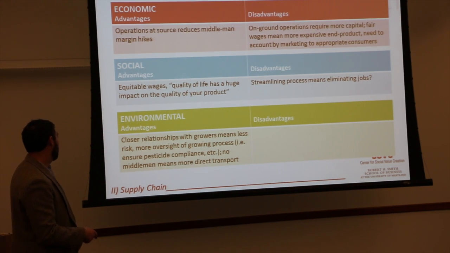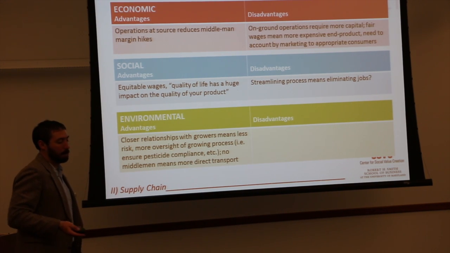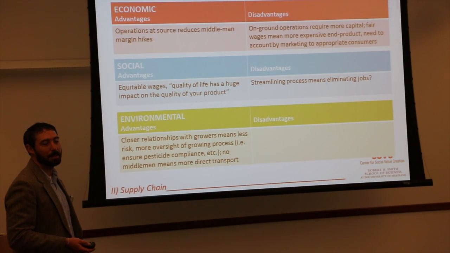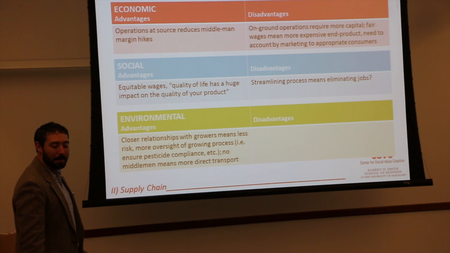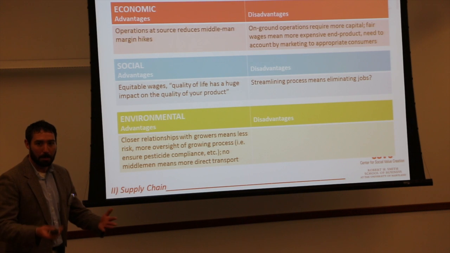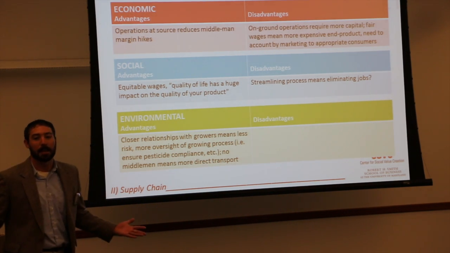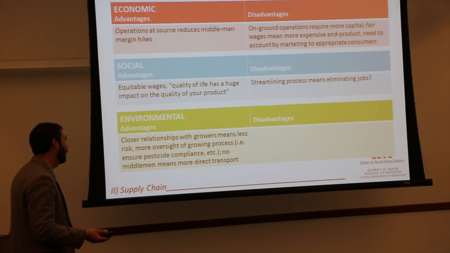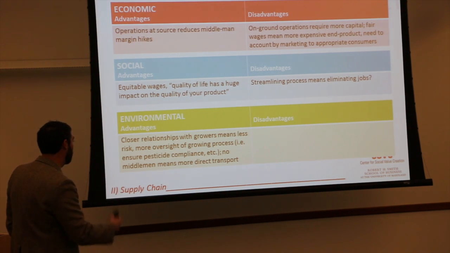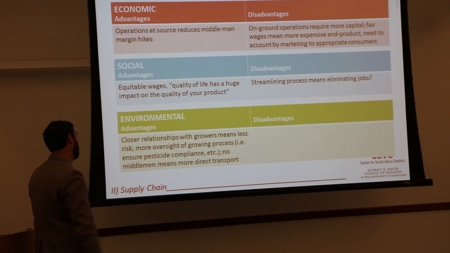Environmental, I like that we talked about this for a second. Closer relationships with the growers, I think, means less risk. If I am selling coffee and making promises about its quality and the equity of my wages and all of these things, and that's part of the value of my brand as a social enterprise, I want to make sure I can stand behind that so I don't end up like Nestle and I don't end up like Apple with Foxconn. I would like to know my farmers. I would like to know the head farmer on that plantation that is coming down to my origin factory. More oversight of the growing process.